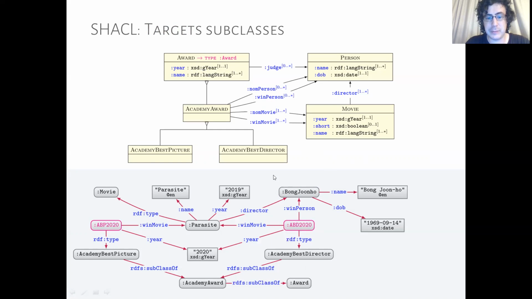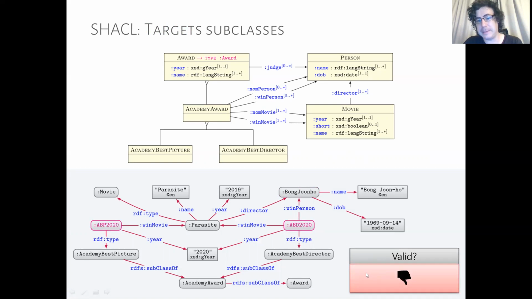So we expect a year, precisely 1 year. So we see we're good, and we expect at least one name, and we see that we're not so good, right? We're missing names for these awards. So this is not going to be valid, right? What's important here is that SHACL can target subclasses, so we can somehow close the subclass hierarchy.